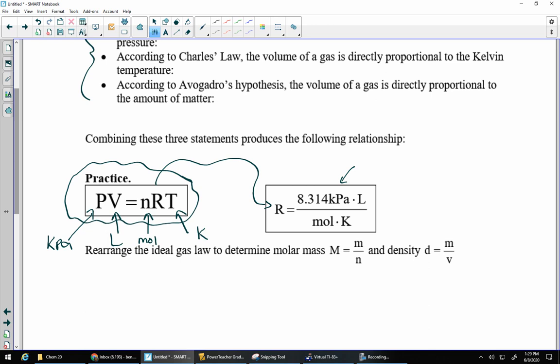So the constant, like people understood the relationship between pressure, temperature, volume, moles, all of those different things, but they didn't necessarily have an equal sign. A relationship is not an equal sign. The constant allows us to have that equal sign.